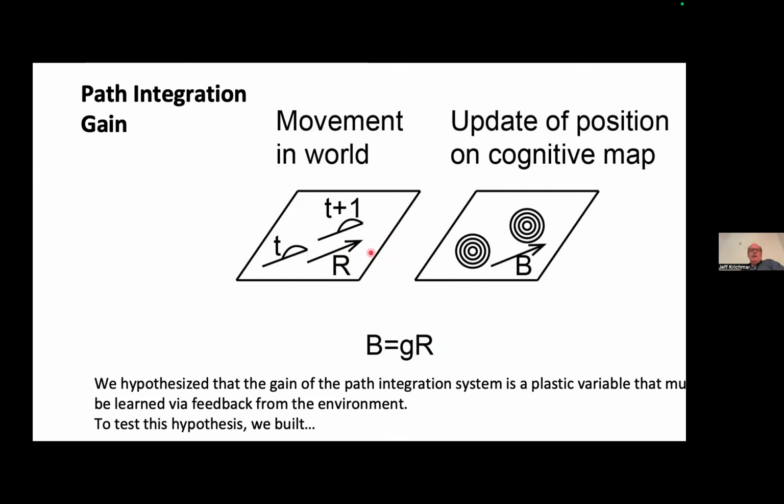So the question we have is, how does the brain learn this G? All models of path integration just assume that G is 1, that the update in the brain will faithfully reproduce the animal movement in the world. But we think this must be something that has actually been learned through feedback with visual information.